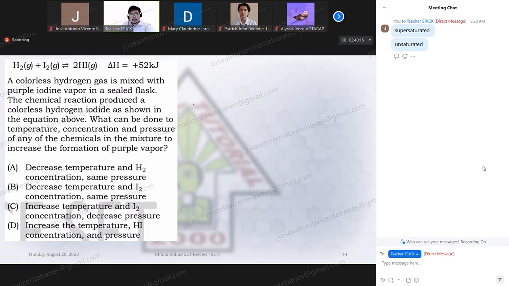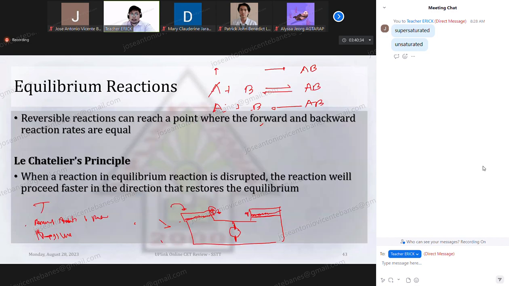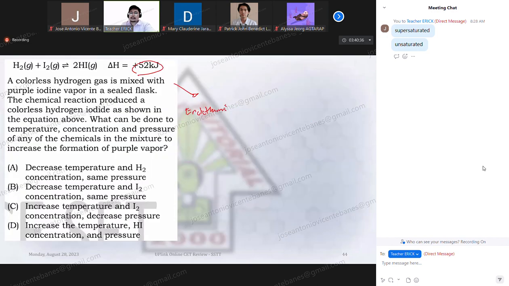The example here has a positive enthalpy. So therefore, is this exothermic or endothermic? This is endothermic. Why? As we have stated earlier, if the delta H, or the change in enthalpy, is positive, then this is endothermic. Now, since this is endothermic, if you increase the temperature, then it will go to a forward reaction.